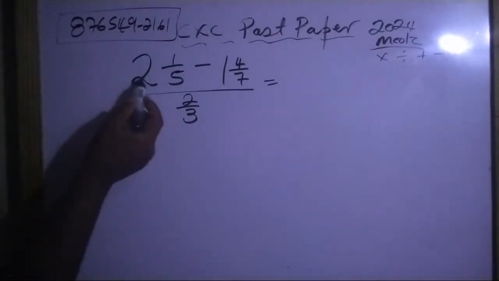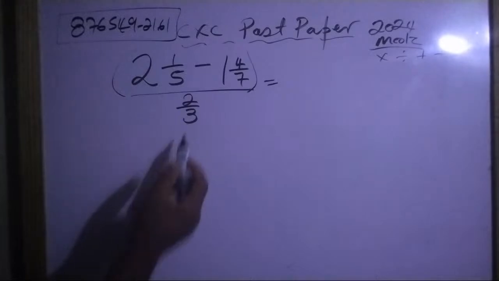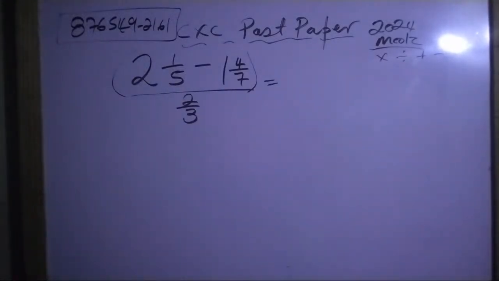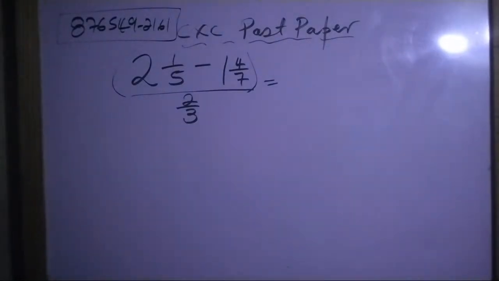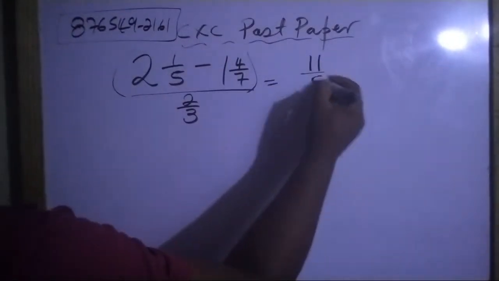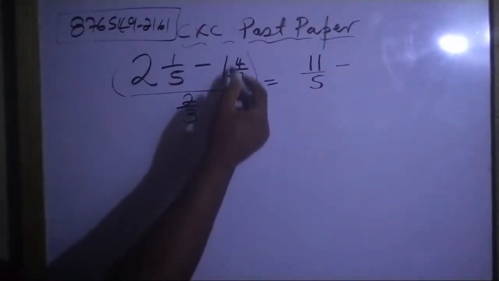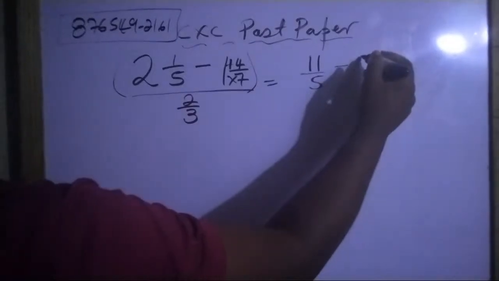Alright, so we're going to convert, because we have to do the top part first, and then this line means divide. So we could do the conversion over here. So 2 times 5 is 10, and 1, that's 11/5. And remember, your calculators are allowed. 1 times 7, that's 7, plus 4, 11/7.